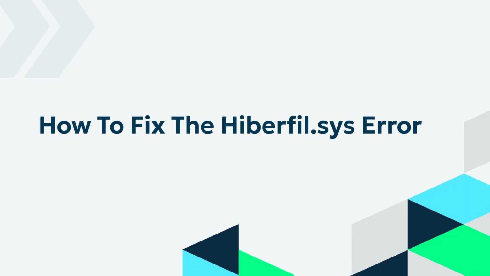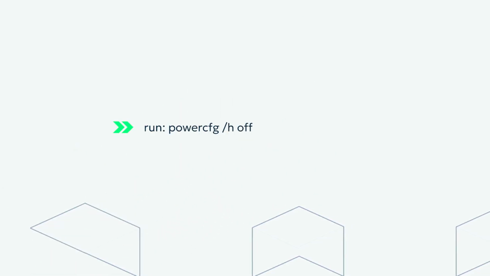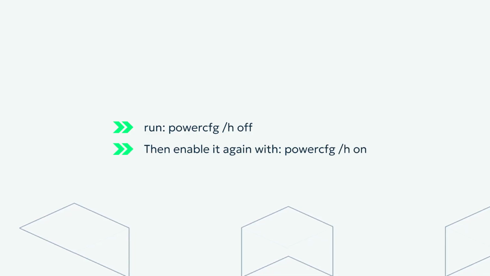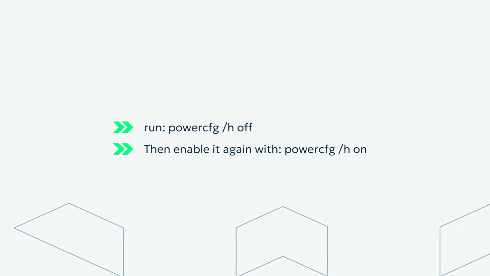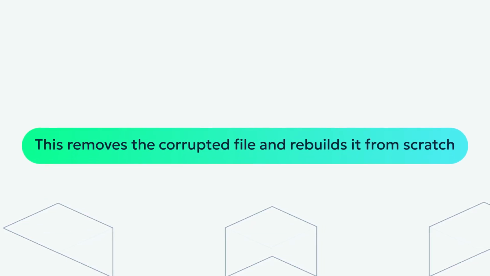How to fix the Hiberfil.sys error. Start by disabling and re-enabling hibernation. Open Command Prompt as administrator and run powercfg /h off. Then enable it again with powercfg /h on. This removes the corrupted file and rebuilds it from scratch.